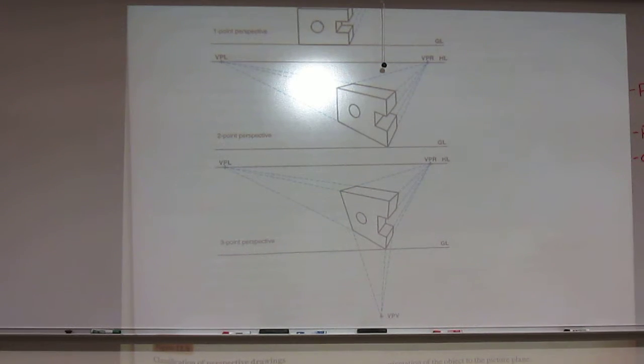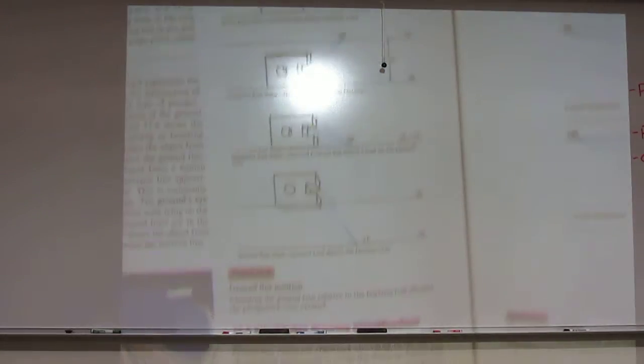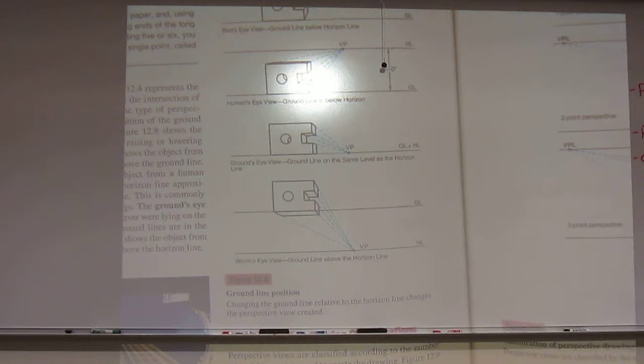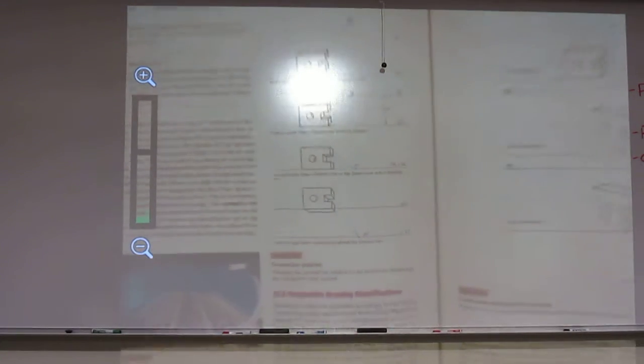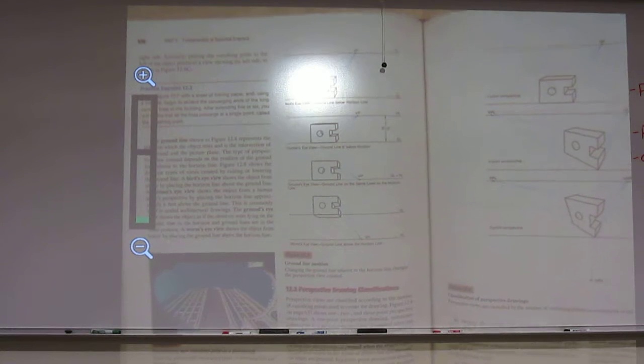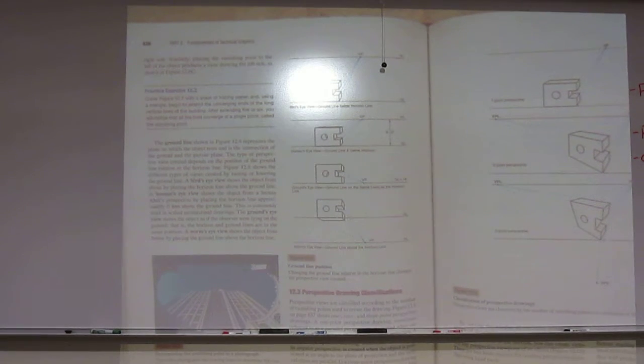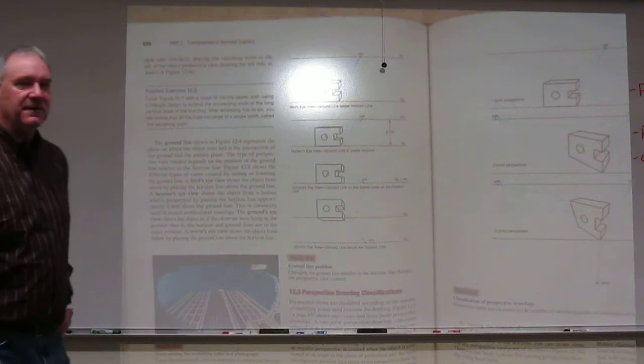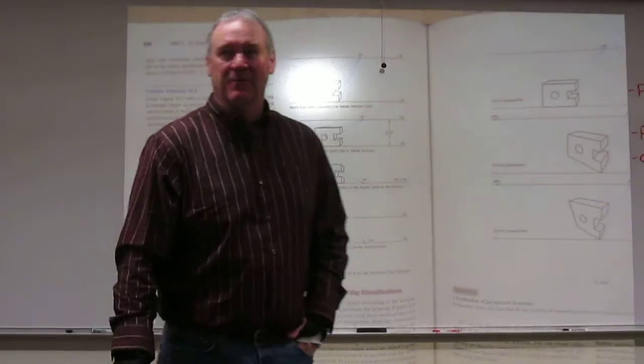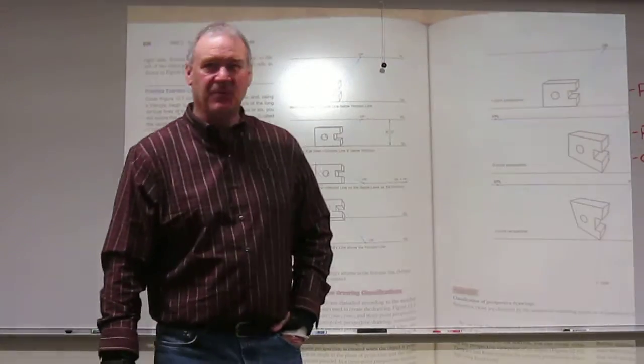All right, let's look at some of the variables. The first one is the relationship of the horizon line to the ground line. I'm going to go to page 636, right across the page from where we're at, figure 12A. How you control elevation in a perspective drawing is where you put the horizon line in relationship to the ground line. Okay, that controls your elevation.